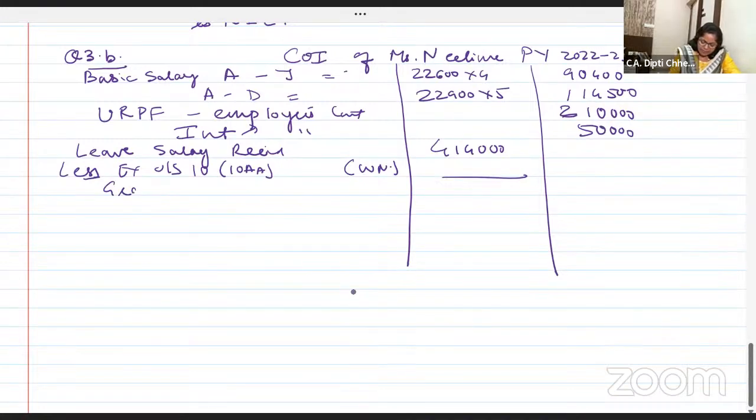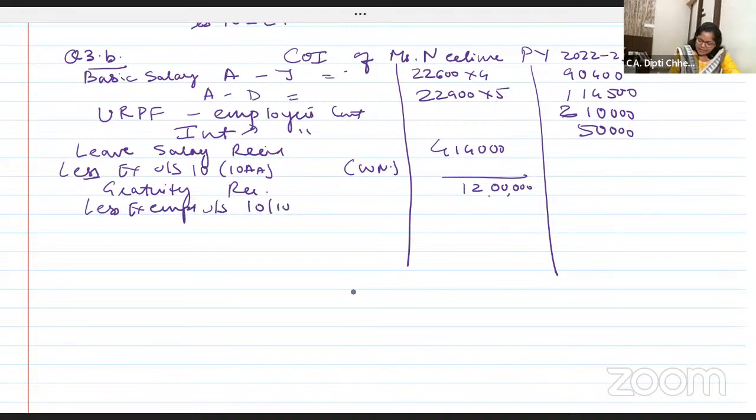Same way, gratuity. Gratuity is received also, dear students, and it's not covered. Gratuity received 12 lakhs. Less exempt under section 10, working note 2. This is the working note. Anything else?